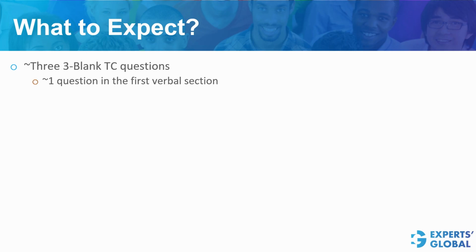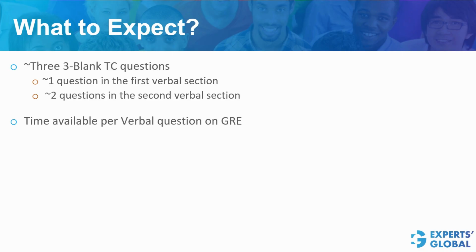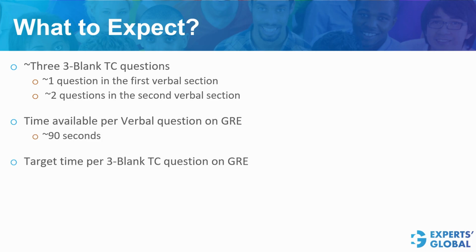What to expect? On the GRE, you can expect 3 text completion questions with 3 blanks, roughly 1 question in the first verbal section, and roughly 2 questions in the second verbal section. Time available per verbal question on the GRE is roughly 90 seconds. Your target time per 3 blank text completion question on the GRE is roughly 75 seconds per question overall.